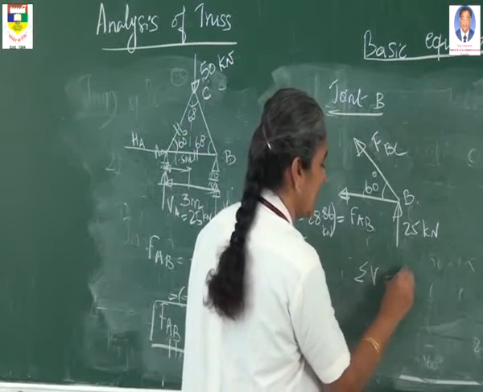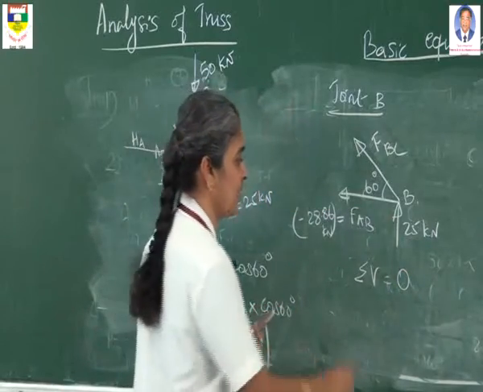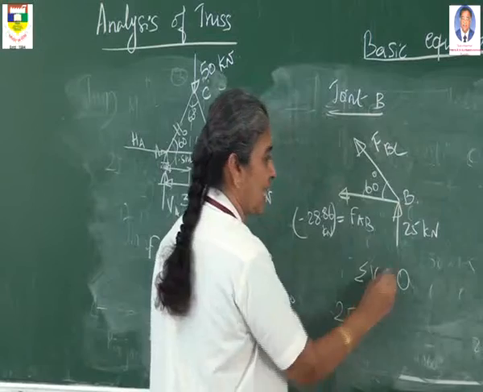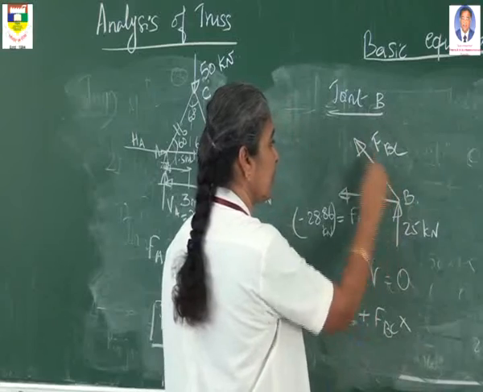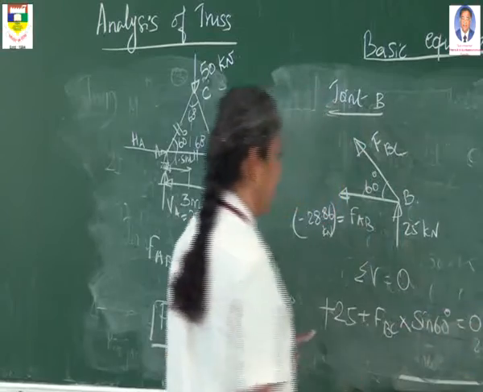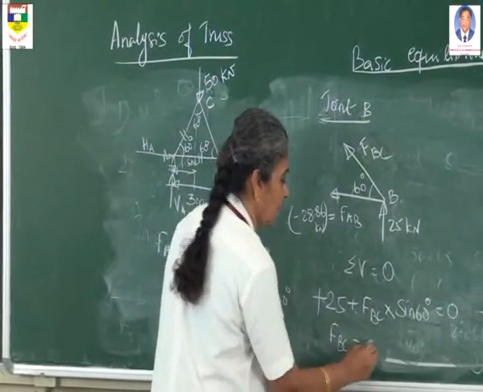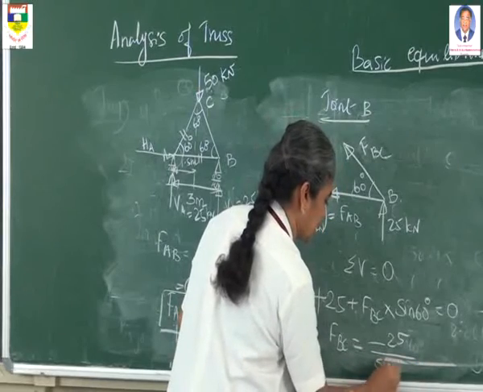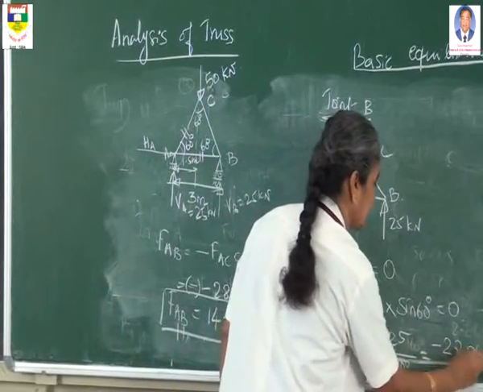Summation of forces in the vertical direction is 0. Because I require only one member force, I am going to use only one equilibrium equation, that is summation of vertical forces is 0. The vertical force acting here is 25, acting upward, so it is taken as plus, then plus FBC into sin 60, resolving this force in the vertical direction, equal to 0. Therefore, FBC is equal to minus 25 divided by sin 60, which is minus 28.86 kilonewton.